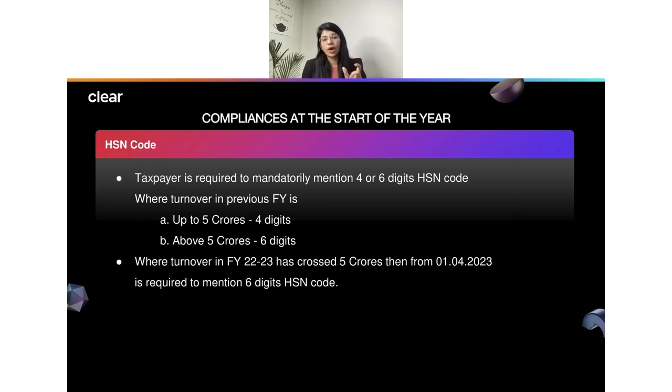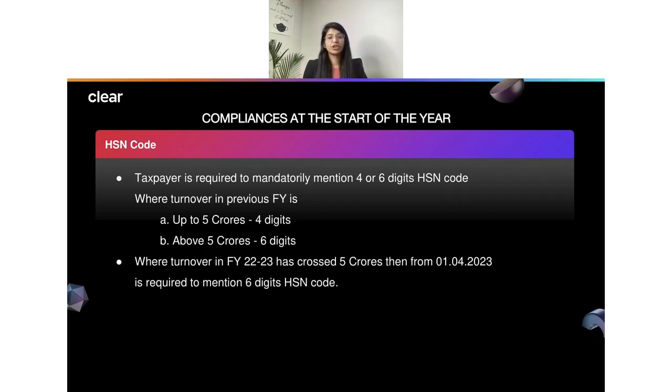But the important point is about the code. There is an HSN code which we have to mention. The government has clearly mentioned that if your annual aggregate turnover is more than 5 crore, you have to mandatorily code a 6-digit HSN code. And if the turnover is up to 5 crore, then you have to code a 4-digit HSN code. That is what they have done.